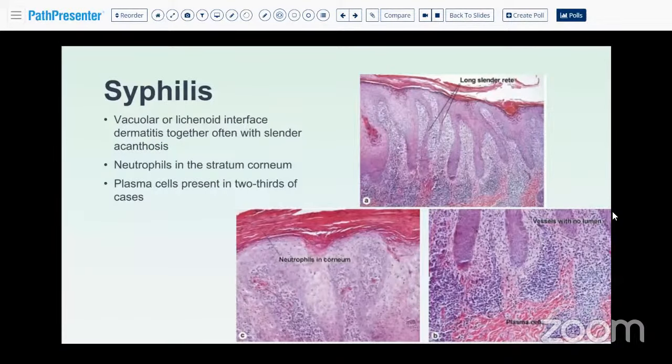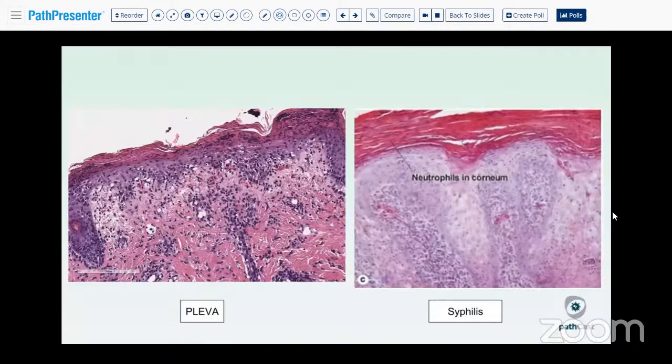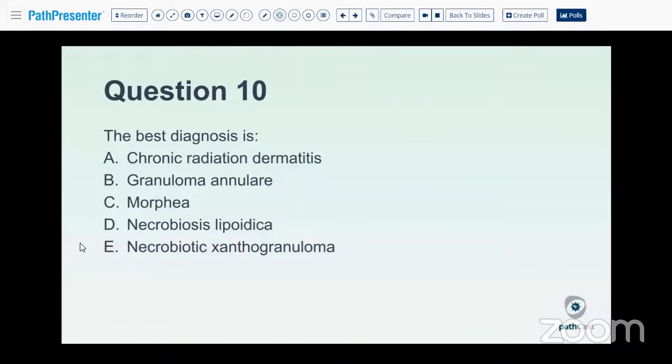Syphilis is another neutrophils in the horn entity. We talked about it a little bit before, so I'm not going to go into the details again, but suffice it to say, neutrophils in the horn, often with a lichenoid inflammation, a slender acanthosis, but it does not have the full thickness dyskeratosis, the extravasated erythrocytes, the superficial and deep wedge-shaped infiltrate of PLEVA. All right, and our final question.